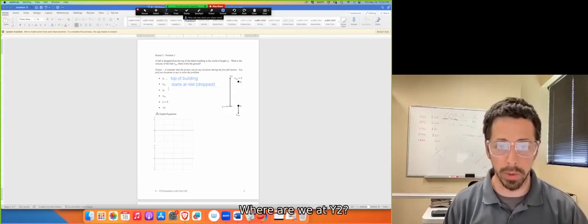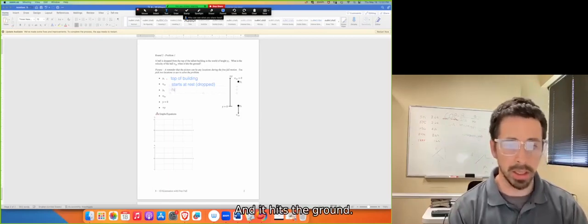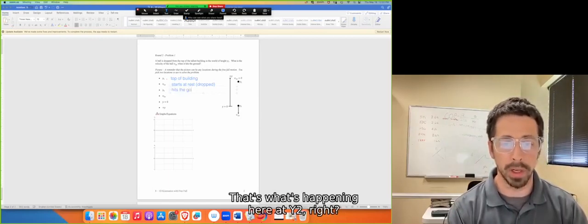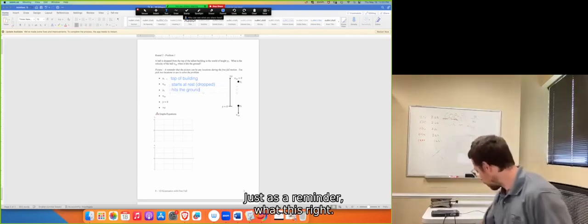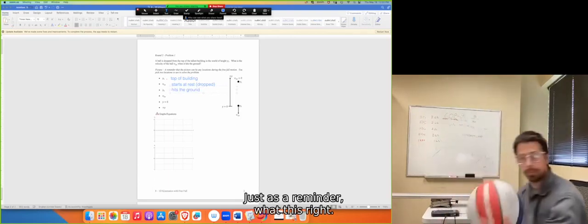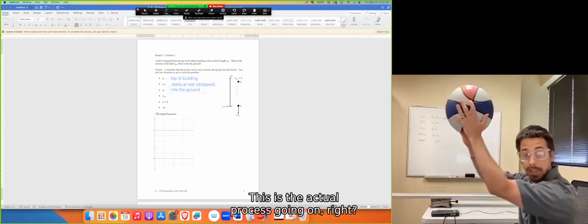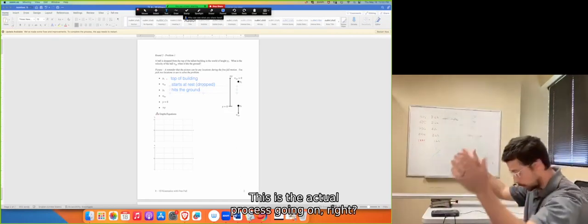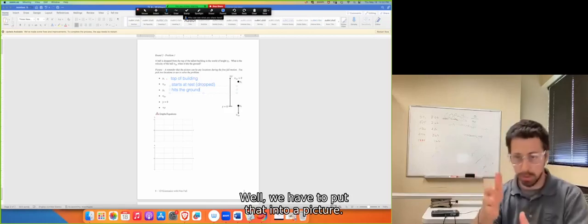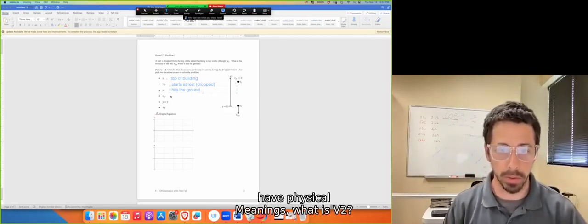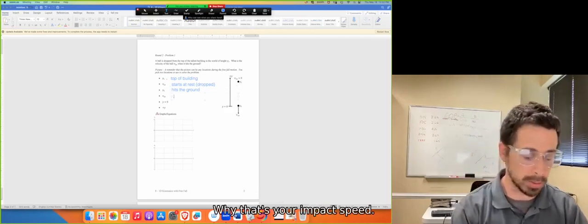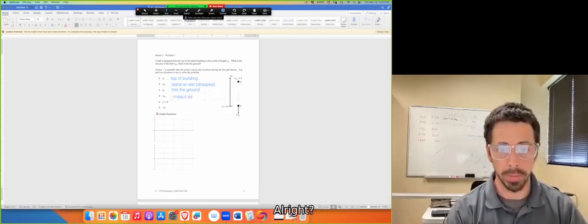y2, where are we at y2? It hits the ground. That's what's happening here at y2. Just as a reminder, this is the actual process going on, but we have to put that into a picture. And so, reminding, these have physical meanings. What is v2y? That's your impact speed.